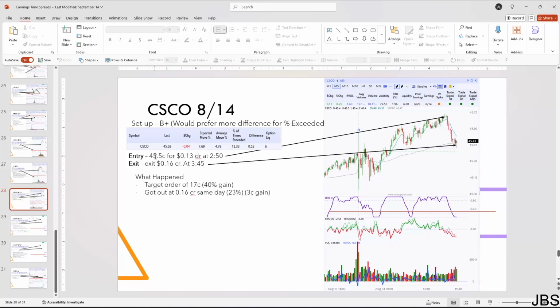Took the 45.50 calls for a 13-cent debit, and I got out for a 16-cent credit at 3:45. So 23% gain on the same day. I will take that. Not too bad.